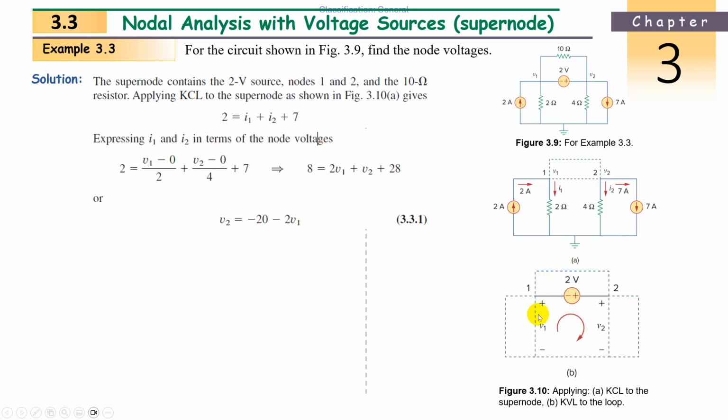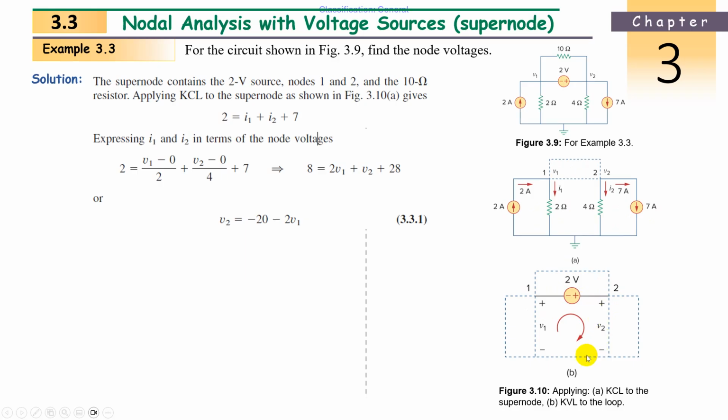Now next, because we need another equation, that is called supernode KCL we did. Now we need KVL also, Kirchhoff's voltage law. That is, remove all the elements, just keep that loop only with the voltage source. So with this loop, V1 will be here, the V1 with the reference, and V2 will be here, V2 with the reference node, and so the voltage source.